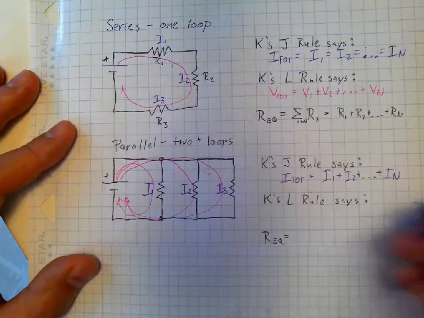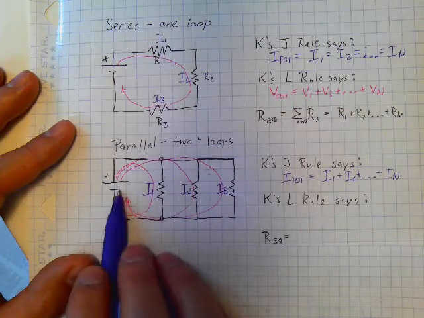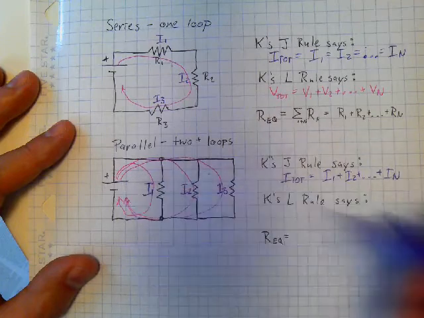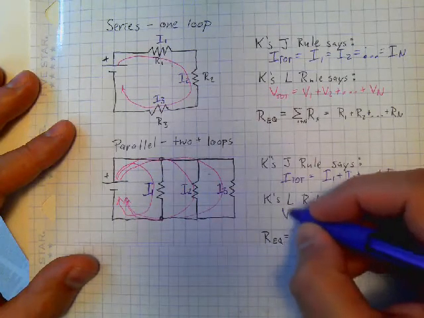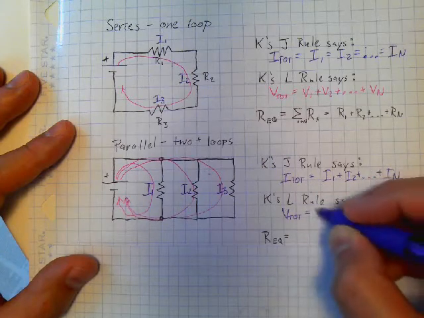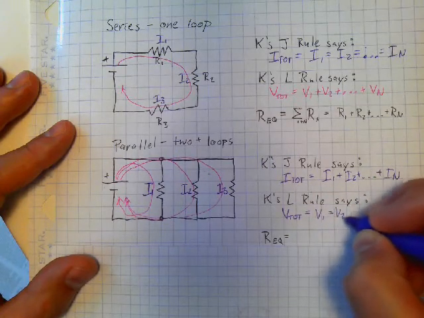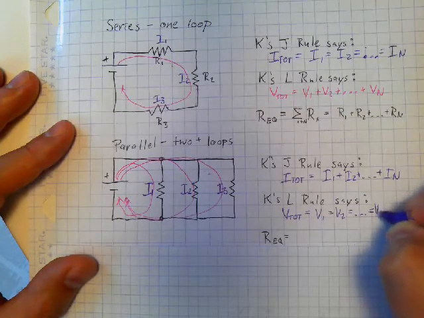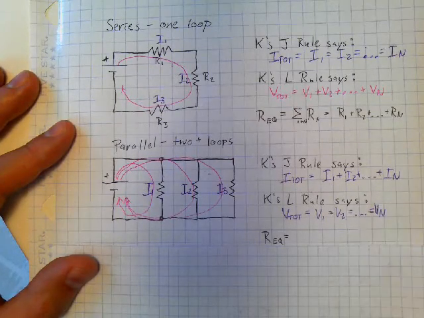The loop rule says since every loop has the voltage being the same, we get V total is equal to V1 is equal to V2 is equal to Vn, no matter when you get to Vn.